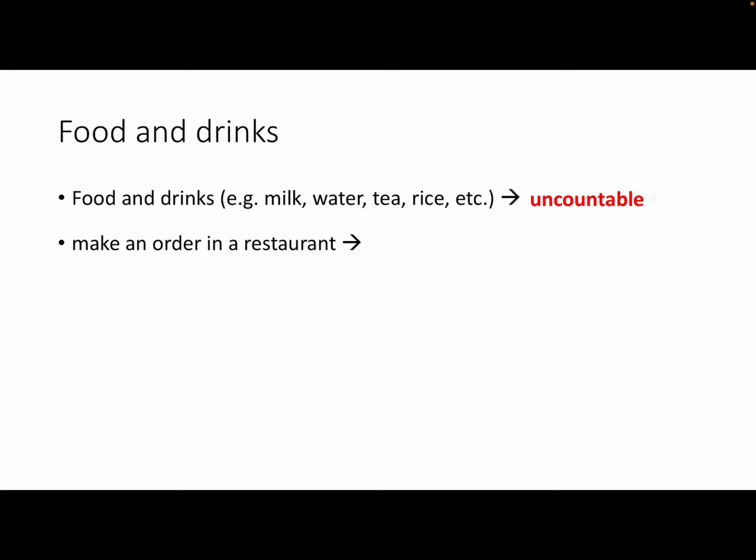Food and drinks are normally considered uncountable. But when we order food and drinks in a restaurant, you can use it like a countable with a, an, and numbers. Example sentence: I'd like an orange juice and 2 soups.